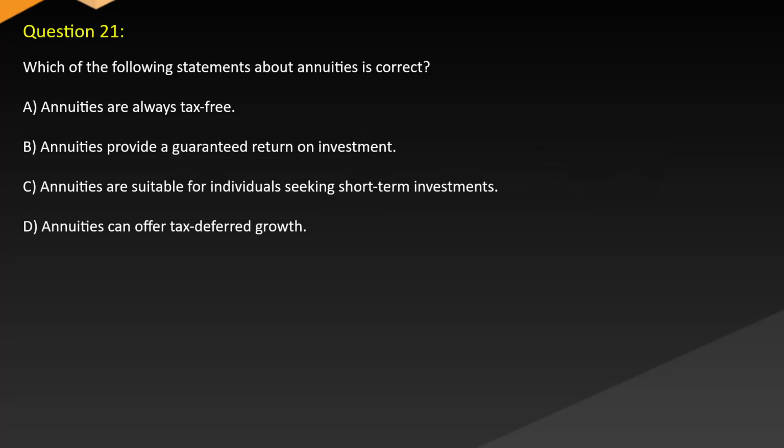Question 21. Which of the following statements about annuities is correct? A. Annuities are always tax-free. B. Annuities provide a guaranteed return on investment. C. Annuities are suitable for individuals seeking short-term investments. D. Annuities can offer tax-deferred growth.